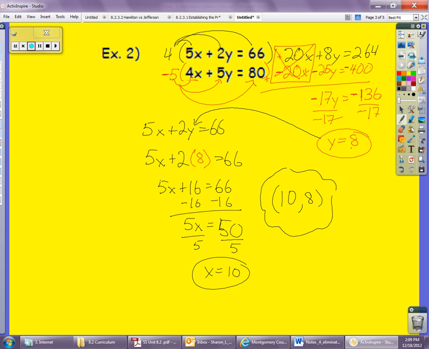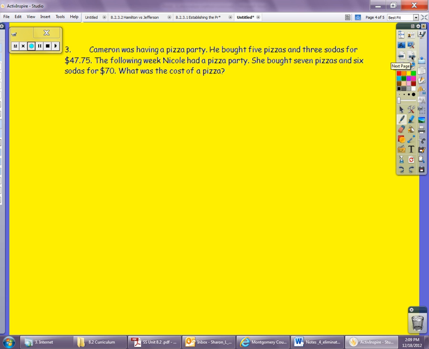So if we look at the next example, now we have an application problem. It says Cameron was having a pizza party. He bought 5 pizzas and 3 sodas for $45.75. So when we look at our equation, we notice that there's some important information there. He bought 5 pizzas and 3 sodas, and he spent a total of $45.75.